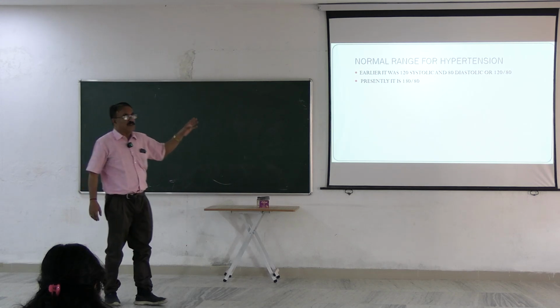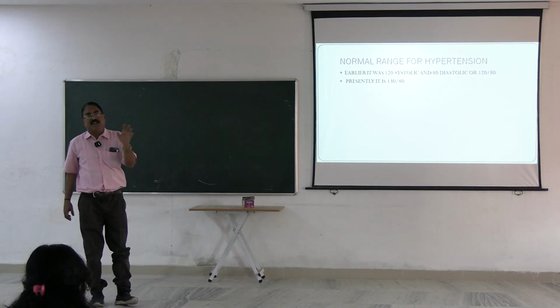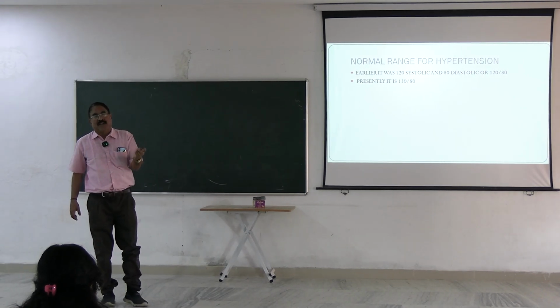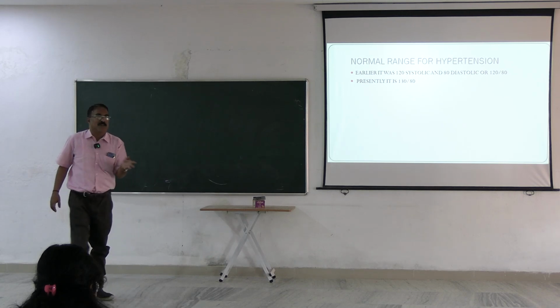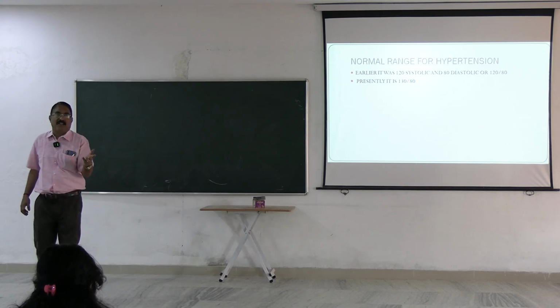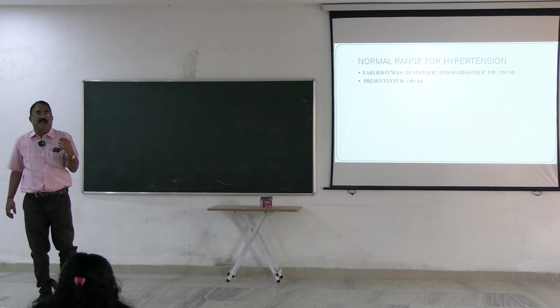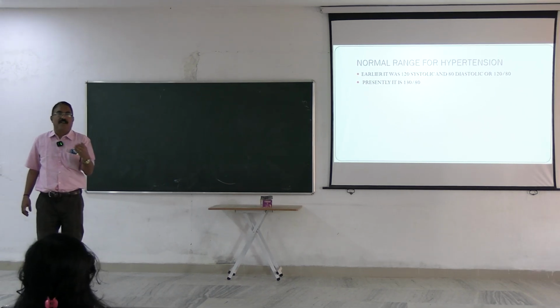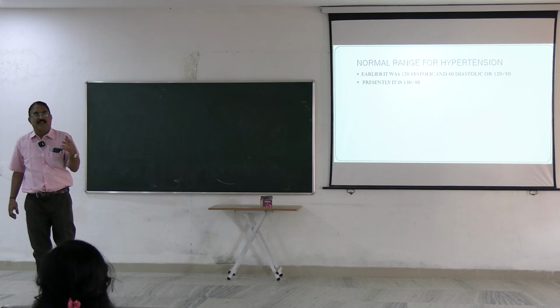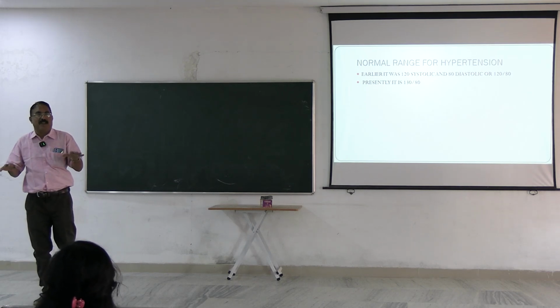Earlier the normal was 120 systolic and 80 diastolic. Now the American Heart Association and various other organizations have changed it to 130 by 80 as the normal. Anything above that is considered abnormal. But as the age goes up, you can have a certain extension. But the normal range is 130 by 80.